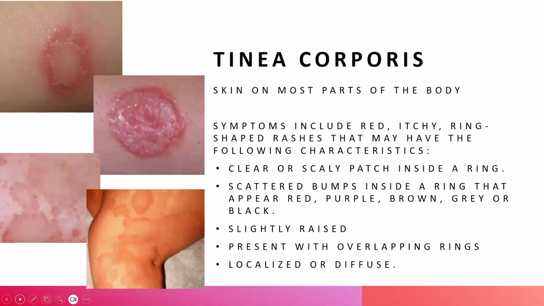So, depending on where the ringworm is located, it will have a specific name. The tinea corporis is on the skin of most parts of the body. So the symptoms here are the red, itchy, ring-shaped rashes, and it can appear differently. So the rings can overlap, they can be slightly raised, they can be more localized, or they can be spread out over a large area. And some of them may have bumps inside the ring. So here are 4 pictures showing all of those different characteristics of how ringworm may present.